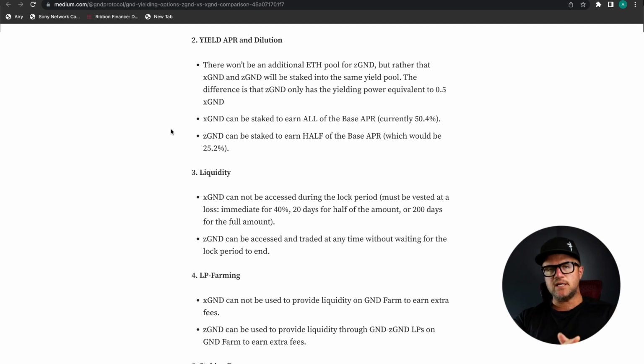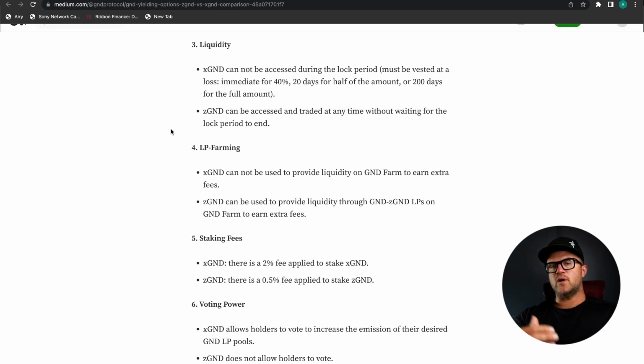Both zGND and xGND are sharing the same pool of protocol fees. However, less of the protocol fees will be going into the pool for zGND stakers, so eventually there will be less APR for zGND. Eventually zGND APR should be about half of what the APR is in the xGND pool, based on the same amount of stakers. Liquidity is why we made the zGND token available.